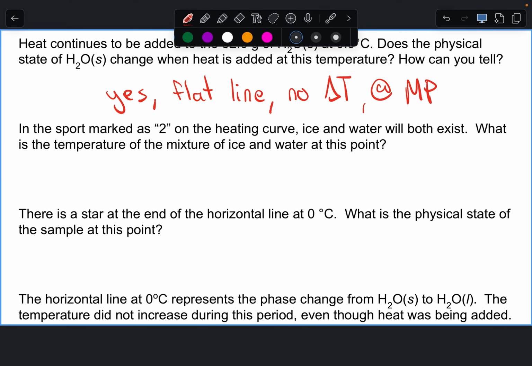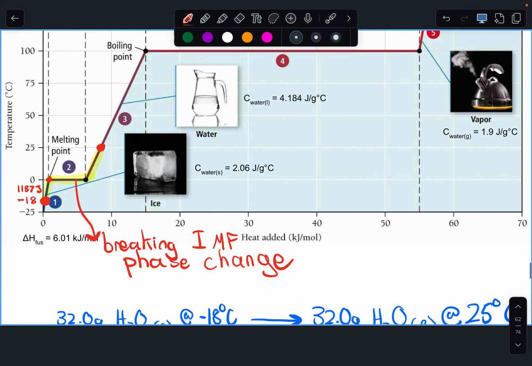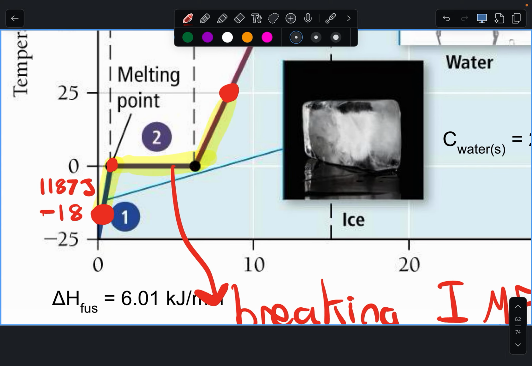There is not a star at the end of the horizontal line. Oh well. Okay, so these next two questions say there's a spot marked where ice and water will both exist. What's the temperature? There's a star at the end of the line. What's the physical state? Let me talk through those on the picture. It's talking about right here, where there is solid and liquid.